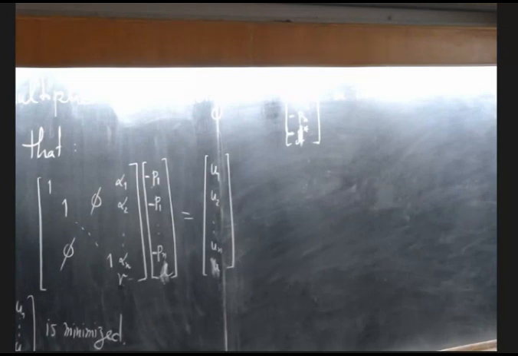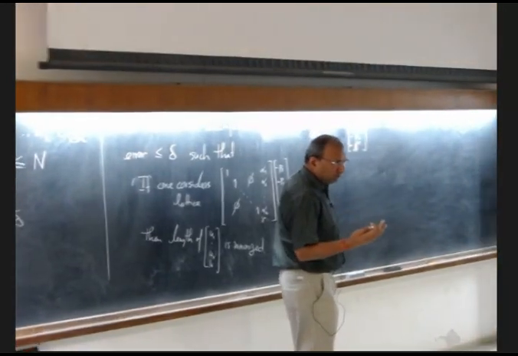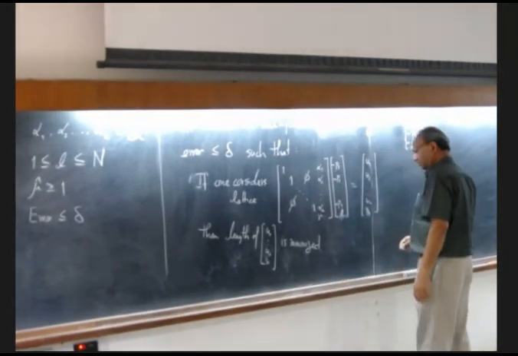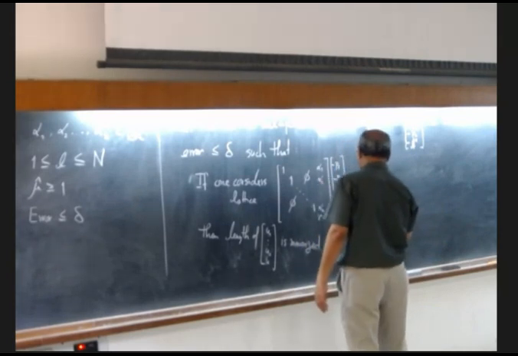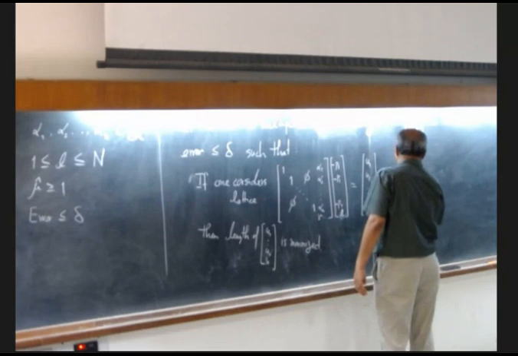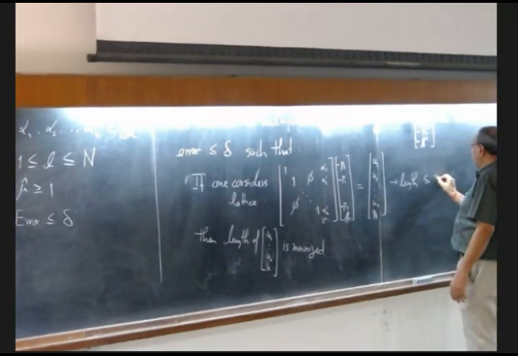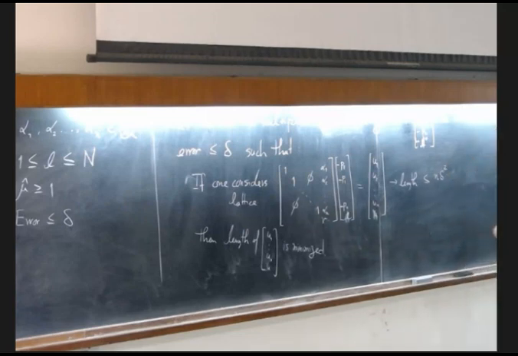In fact, we can give an upper bound on the length of this vector by using the fact that it's the shortest, and obviously we are assuming there exists a multiplier satisfying all of this. So each of uj is at most delta. So the length of this vector is at most the square root of n delta square plus r square l star square.